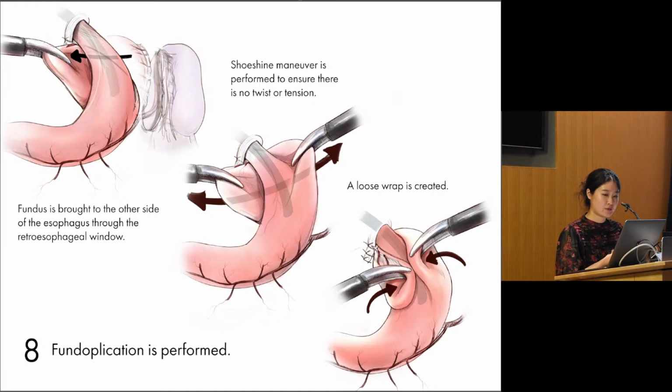Fundoplication was then performed. The fundus was first brought to the other side of the esophagus through the retroesophageal window that's just been created. Then the shoeshine maneuver was performed to ensure there was no twist or tension. Finally, both ends were brought to the center to create a loose wrap.